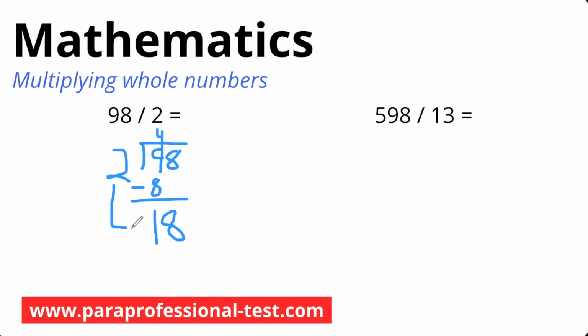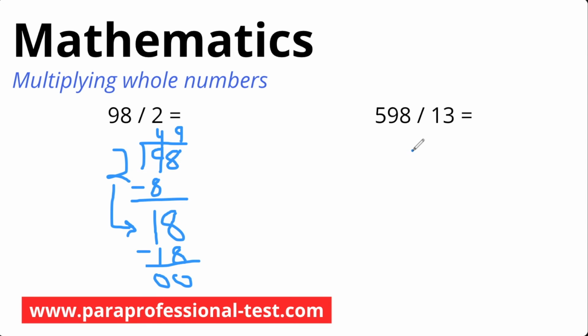Now you ask yourself, well, how many times does 2 go into 18? And I know that 2 times 9 is 18. So, to double check it, to make sure that I have nothing remaining, I can write the number below, subtract it out, and if I get 0, which we do, then we are good to go. Go ahead and solve for 598 divided by 13. Come back when you're ready.